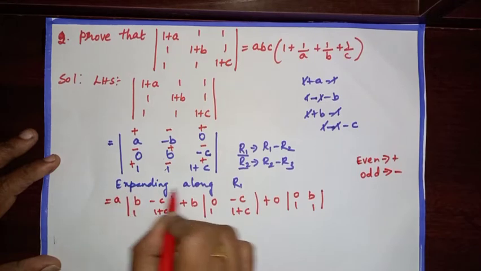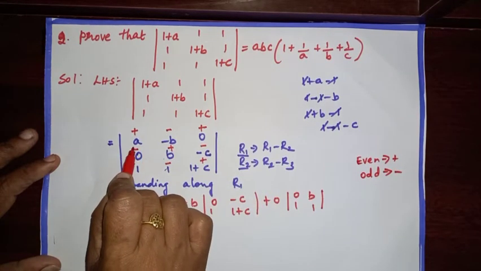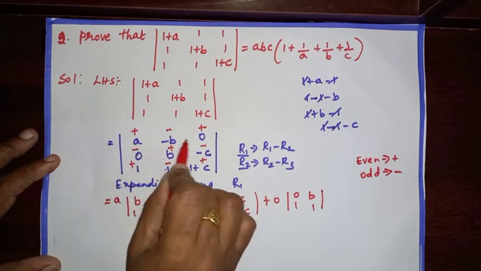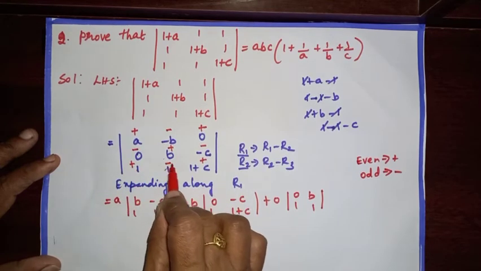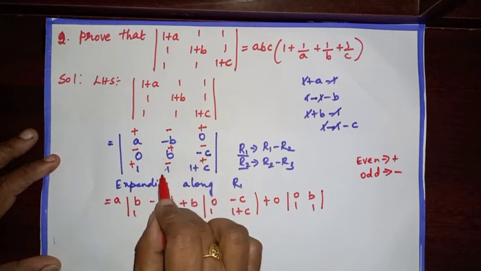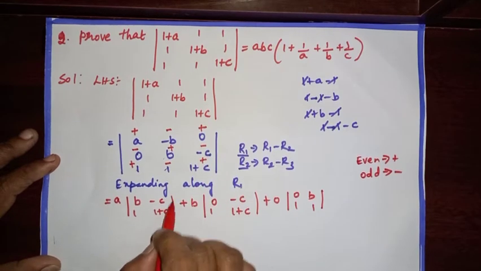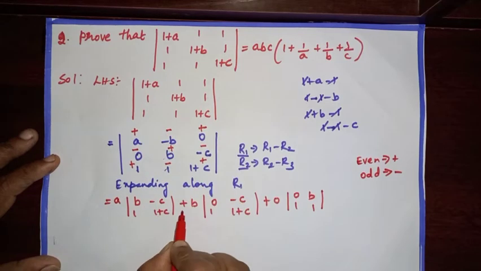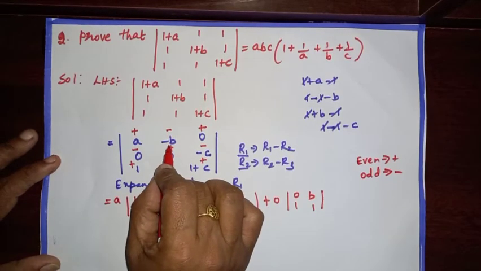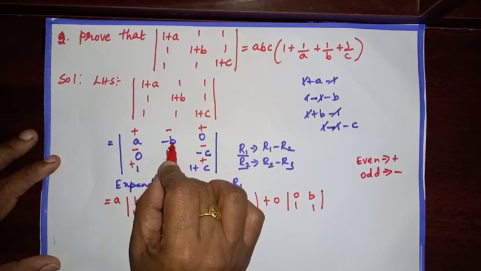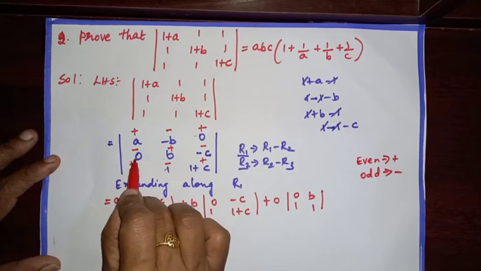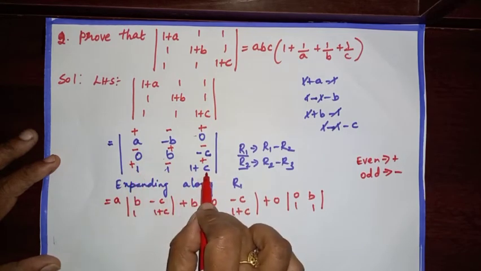If you are getting an odd number, then we have to use the negative sign. Now I am going to expand along R1. So A stands in the place of A11, so we have to delete the first row and the first column. We have the submatrix B, minus C, 1, 1 plus C. Then already you have a negative sign. Minus and minus will become plus. It stands in the place of 1, 2, that means you have to delete the first row and second column. We have the 2 cross 2 matrix 0, minus C, 1, 1 plus C.